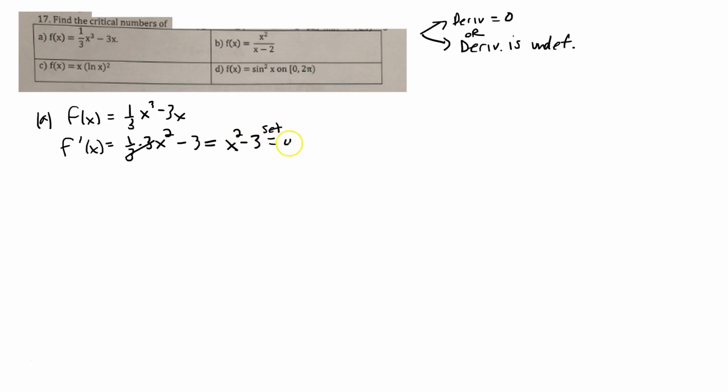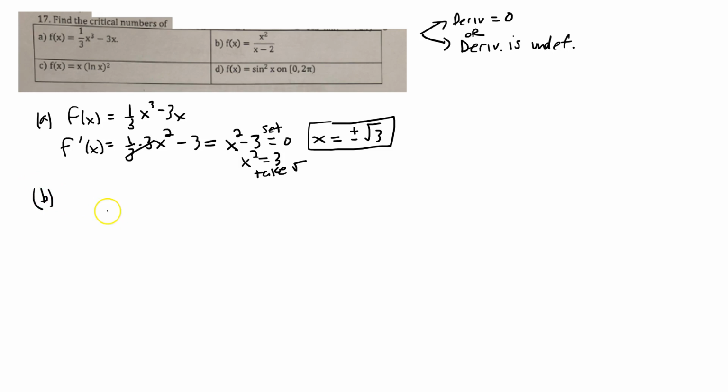You're going to set that equal to 0, and that's going to mean that x is equal to plus or minus the square root of 3. Those will be 2 places where your derivative will be equal to 0. Don't forget the plus or minus. It will be x squared equals 3, and then you'll take the square root. So those are your critical numbers in that question.